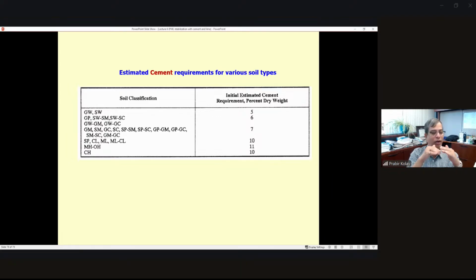Then there's a dual classification system. So in that case, it's 7%. And then for highly compressible soil or silt and clay, you need to use a little bit more, 10 to 12%. So depending on the soil, again, this will give you a guideline only. Okay?